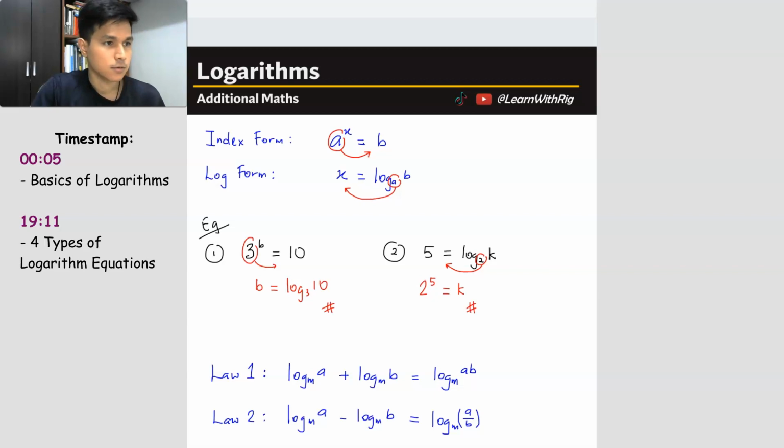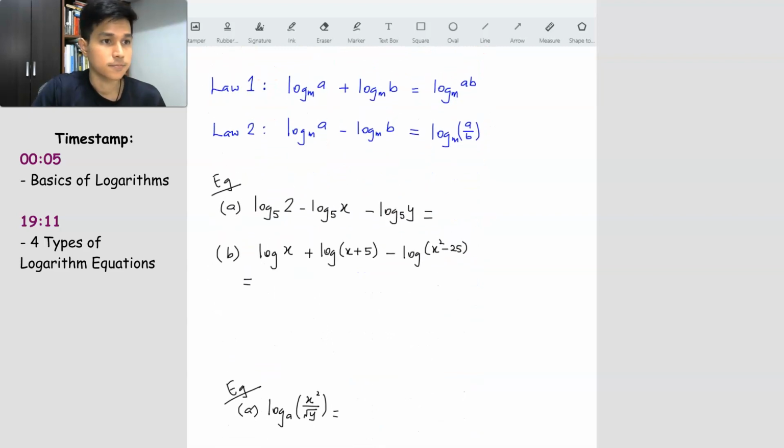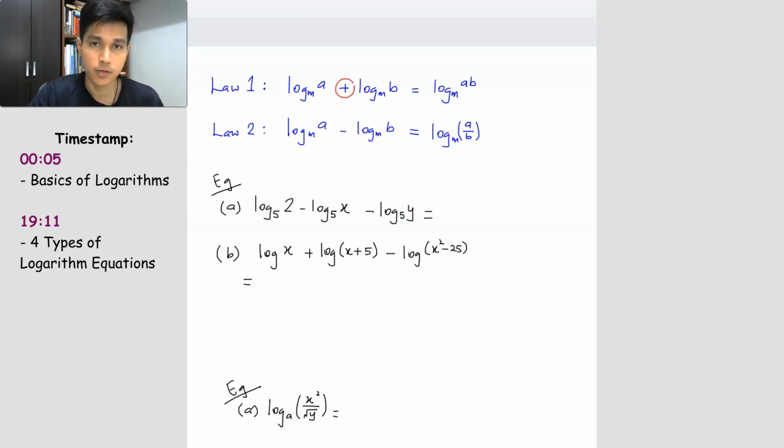All right, next we want to go through a few laws of logarithms. The two basic laws you have to know: first, when you add two logs together, you are multiplying whatever is on top. So log a plus log b means a times b. And when you minus, it becomes divide, so you end up dividing a by b. You can write it as a fraction also.